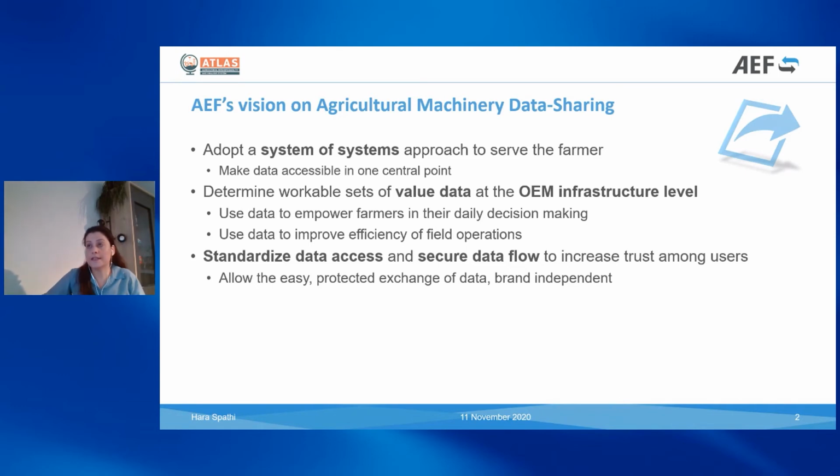This means that the data becomes accessible to the user, to the farmer, in one central point. Hence, that data can help the end user, the farmer, make the right decisions at the right moment. That's what we mean by data accessibility. So the right data and within the right time framework.